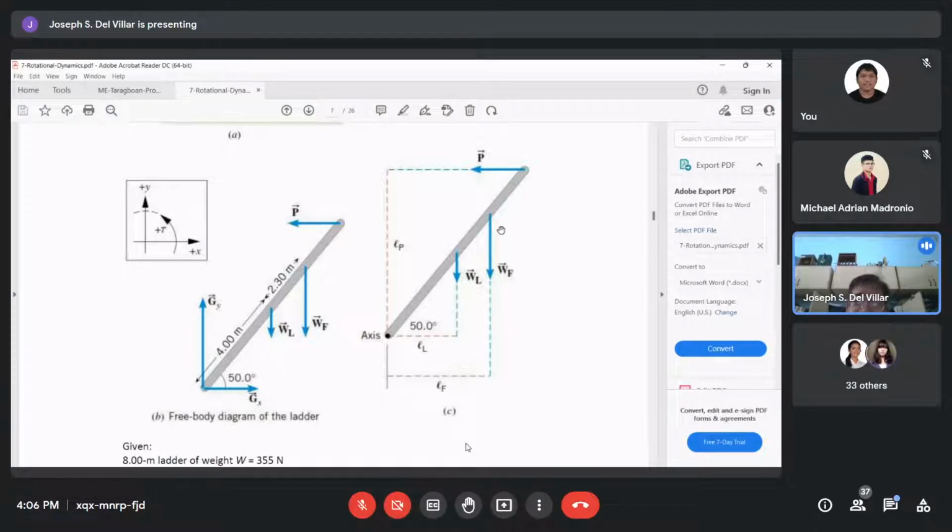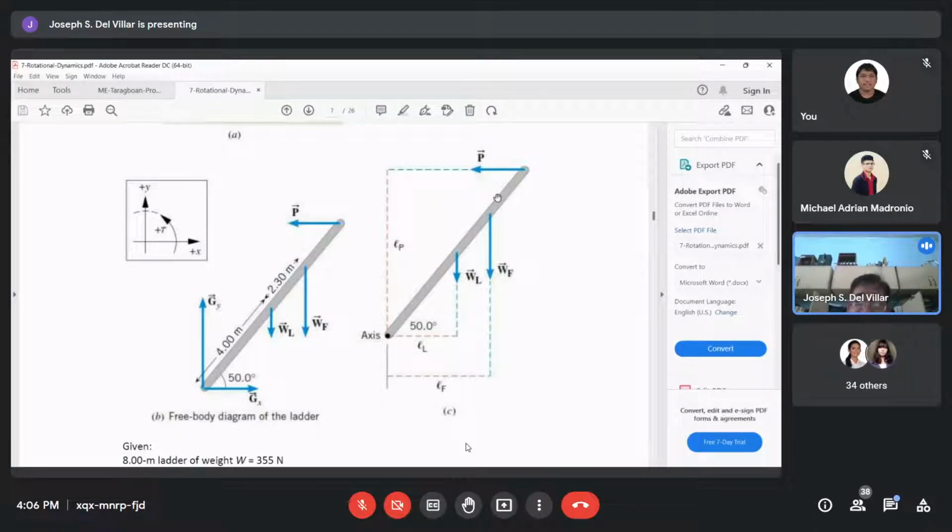Now, sa WF naman, asan ang kanyang lever arm? Okay, we extend the line of action downward. And then, ito namang axis of rotation, we extend this hanggang dito sa intersection. So itong point na to, up to that point is the lever arm of WF and that is L sub F. Get it? Nakukuha niyo ba? Because it is the perpendicular distance from the line of action.